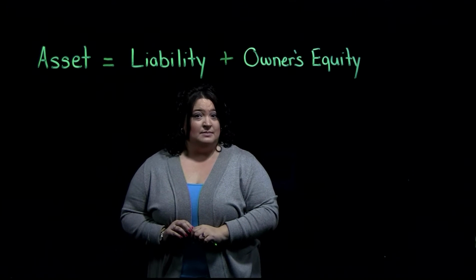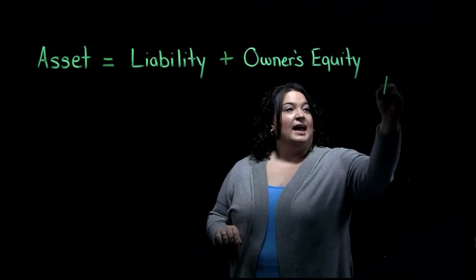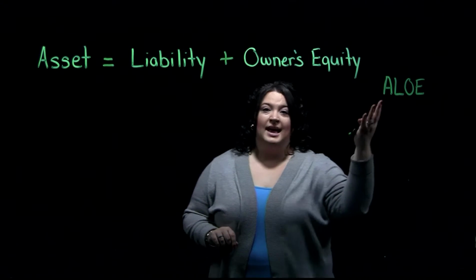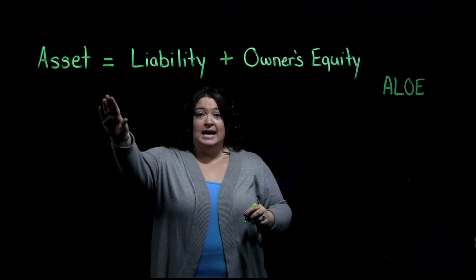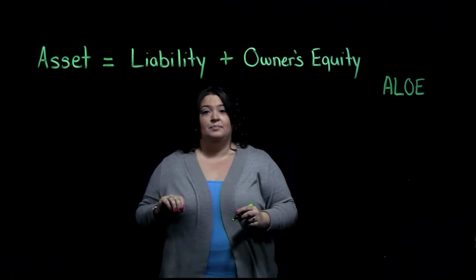In fact, sometimes the accounting equation is shortened to just 4 letters. A, L, O, E, ALOE. The accounting equation is always assets are equal to liabilities plus your owner's equity.